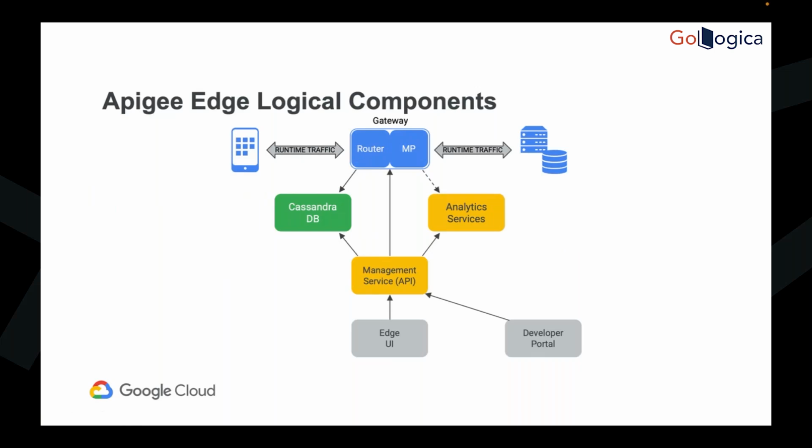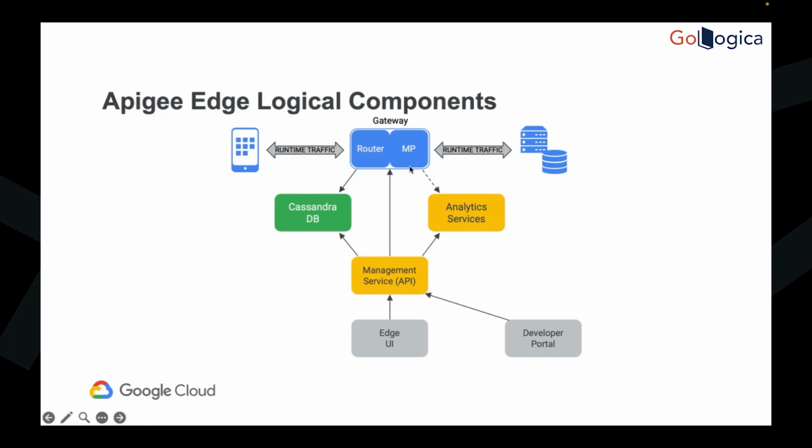So when the call comes to APG, the router will receive the request. The router, as the name suggests, will only route the traffic. It will not do any functionality. It will receive the request, and if there is TLS, it will just check the TLS certificates and everything. If everything is okay, it will then forward the request to the message processor. That is the role of the router. It doesn't do anything else.